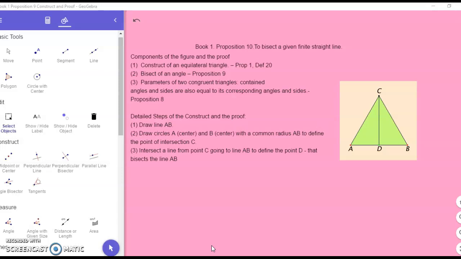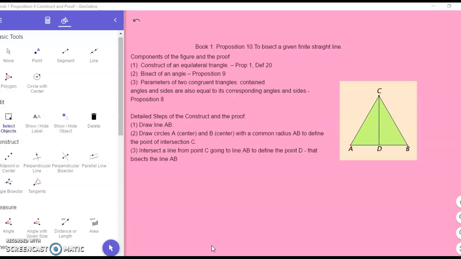and how we're going to prove it, here are the components. So we have the construct of the equilateral triangle, that's at Proposition 1, Definition 20. And we also have, of course, Proposition 9, how to bisect an angle. This is the biggest part of the proof also, having two equal angles. And lastly, the parameters of two congruent triangles: contained angles and sides are equal to its corresponding angles and sides. So that's at Proposition 8.